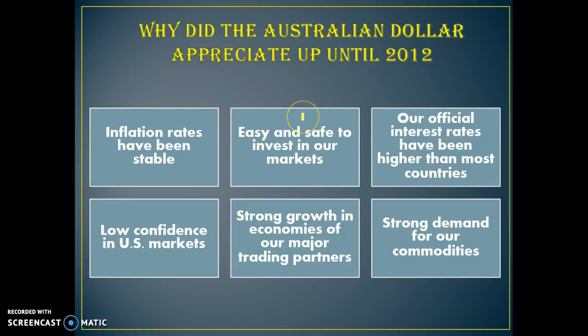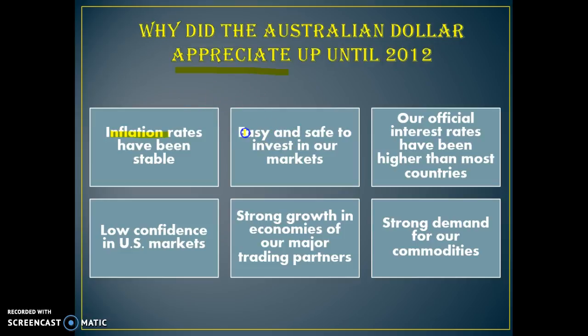In terms of why the Australian dollar appreciated up until 2012, these are some of the reasons that our dollar was quite high in 2012. That includes things like inflation being quite low. So when inflation's low, there's more demand for our exports and less importing. A lot of people think of high inflation meaning a higher dollar, but they're very, very different. High inflation will generally lead to a lower dollar because we'll export less and import more.